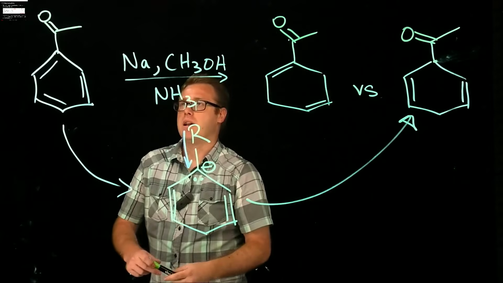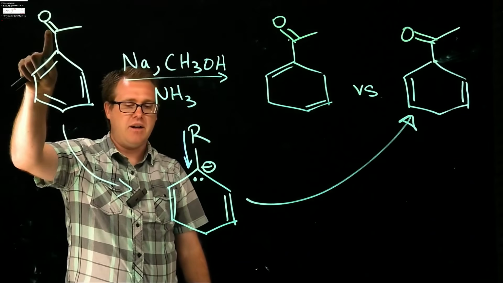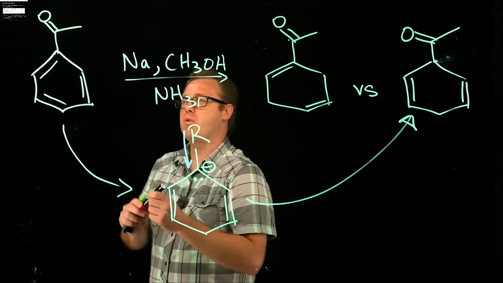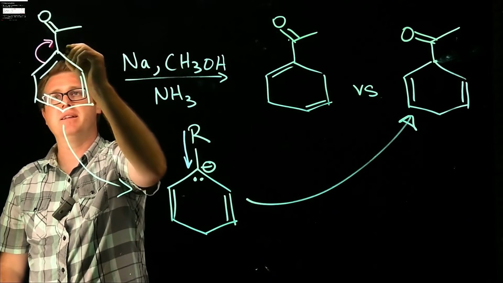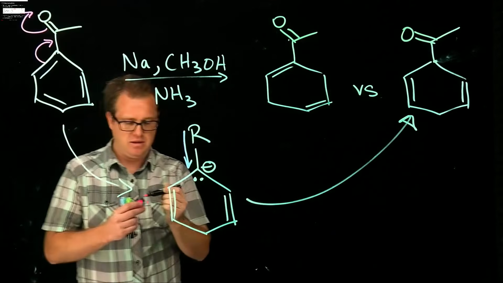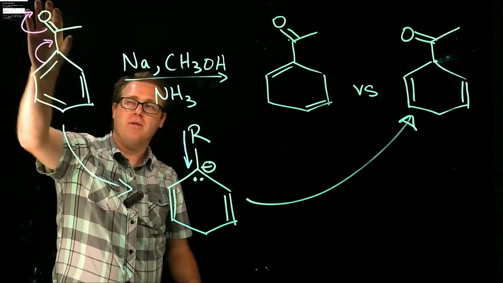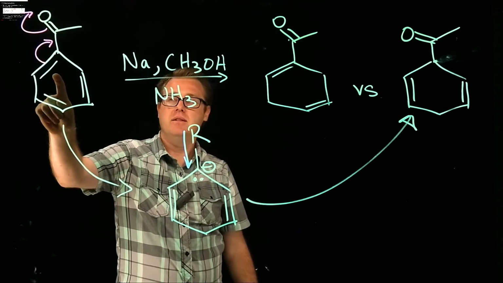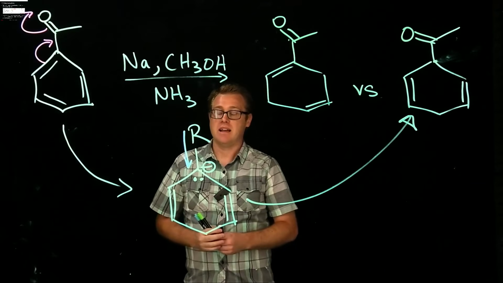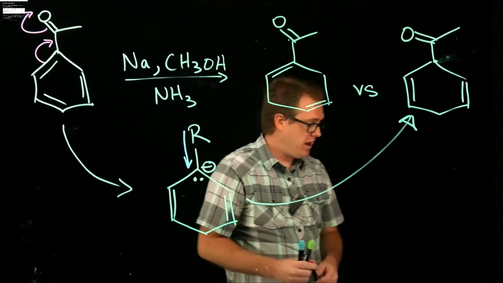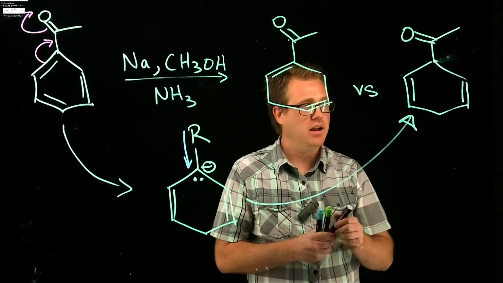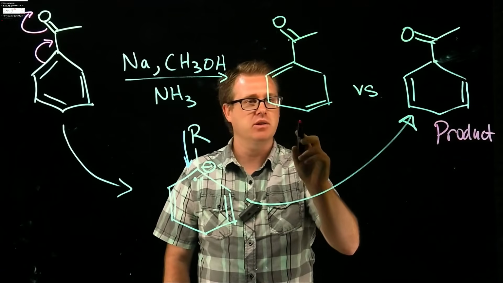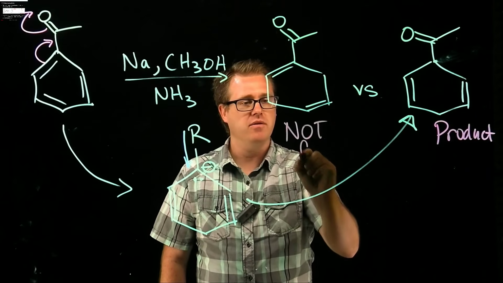Now you can see the ketone is now an electron withdrawing group. Why is it an electron withdrawing group? Well, resonance helps us to understand that. Do you see how those pi electrons can go there and there? This group right here is pulling electron density away from the ring. And so that makes a difference, in which this is now going to be the product. And this one is not formed.